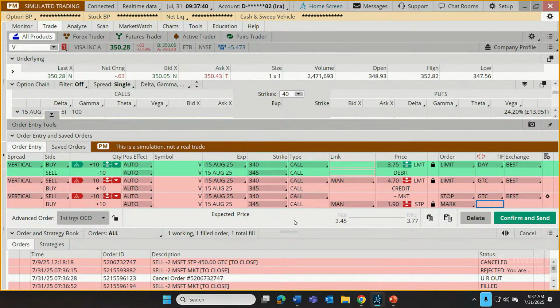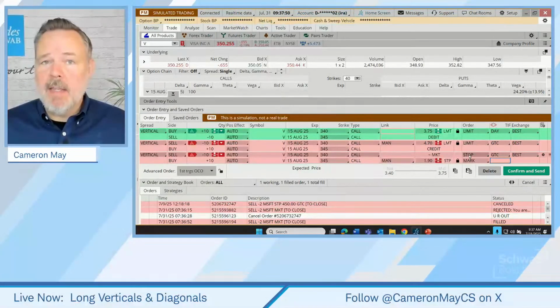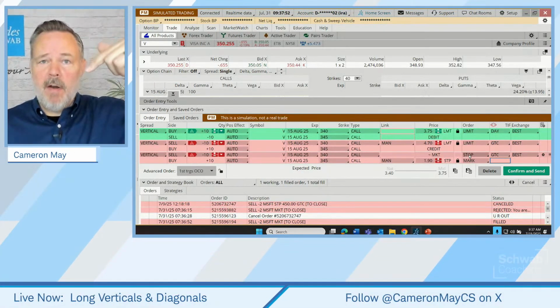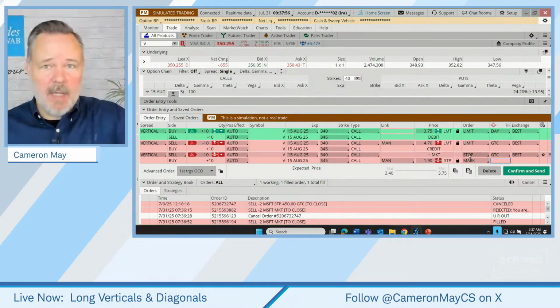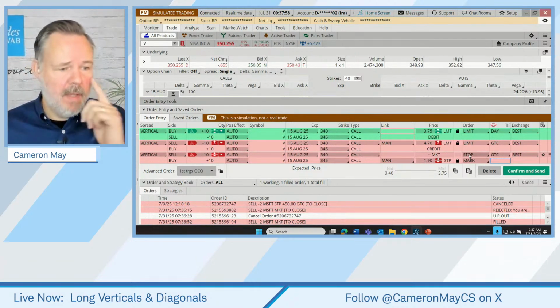All right, let me just make sure I'm not missing anything else. Nope, I'm not seeing any other questions that are coming in. Just be aware as we use a stop order, that's not a guarantee that if the value of our vertical is dropping, that we will get out for exactly 190. If it's falling quickly, it might be less. We have to be aware.